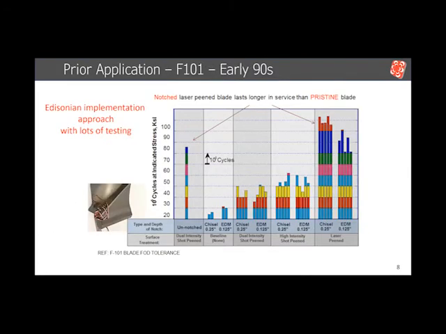Earlier today, Jeff talked about the application of residual stresses in one of the earlier applications, this being on the F101 turbine fan blade. One of the things I want to point out here is that the prior applications really occurred without the engineering portion of it being able to model it or demonstrate what the modeling scenario might look like. The approach was very Edisonian.